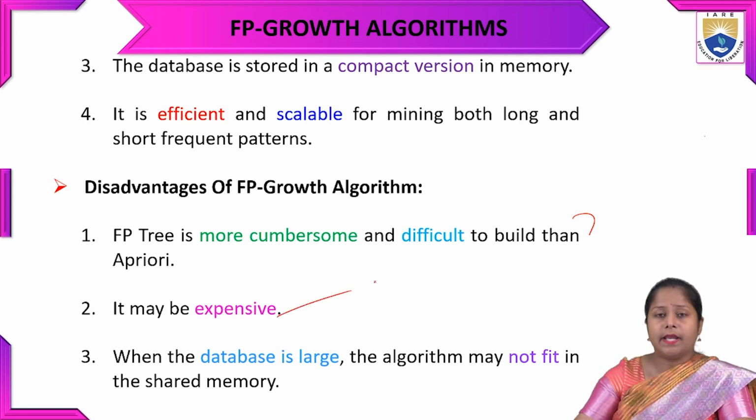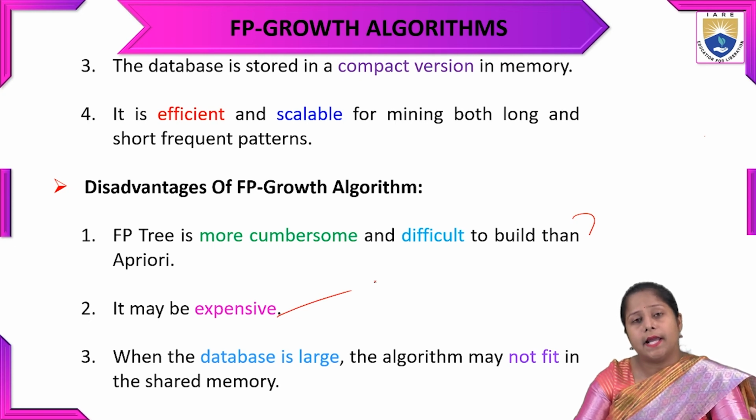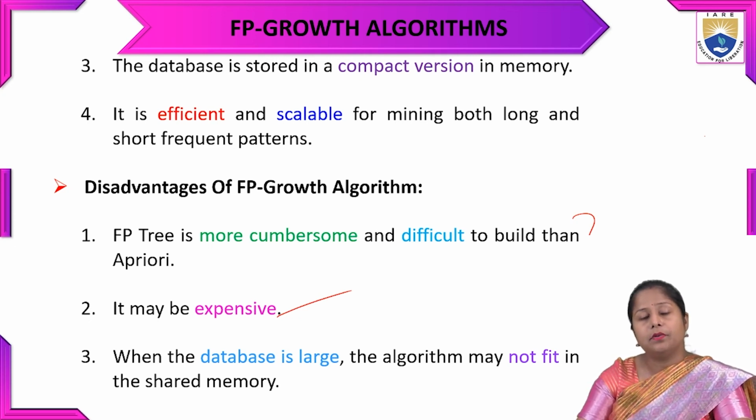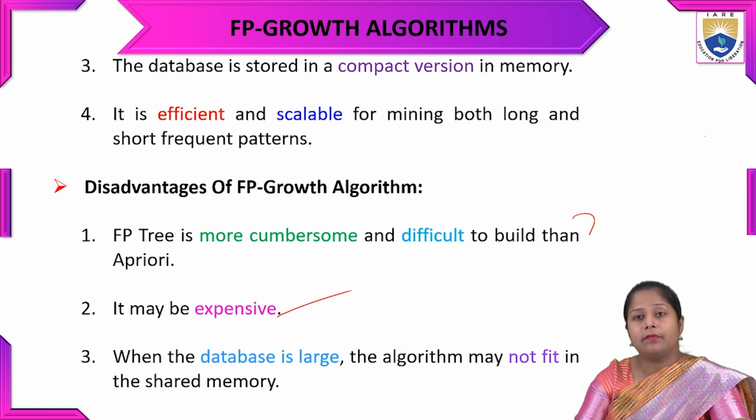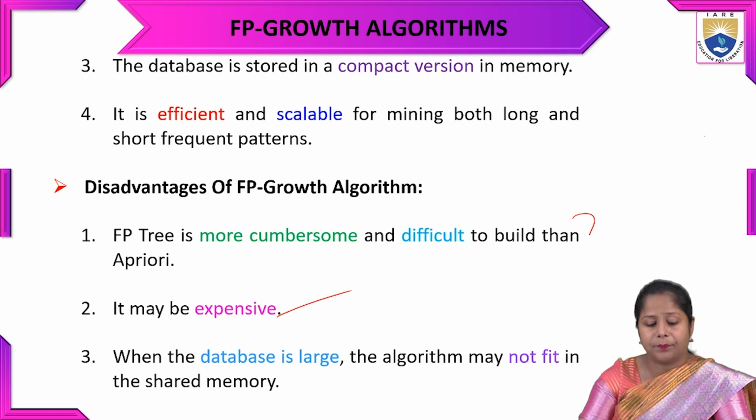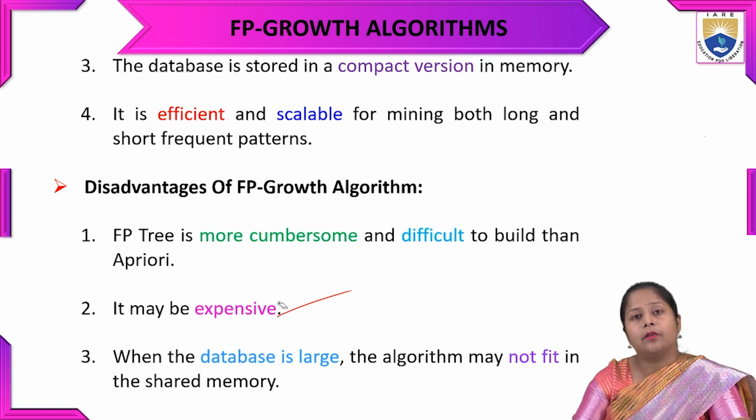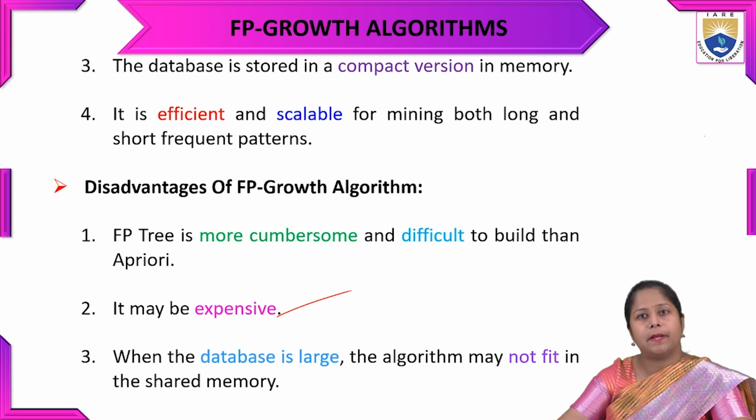Sometimes it may be expensive when the data set is larger. It has to build the whole data tree, which also uses a lot of space, so that will be very expensive in nature. The computational cost will be high for that. The third disadvantage is that when the database is larger, the algorithm would not fit in the shared memory. So that is another reason why it is going to be expensive.